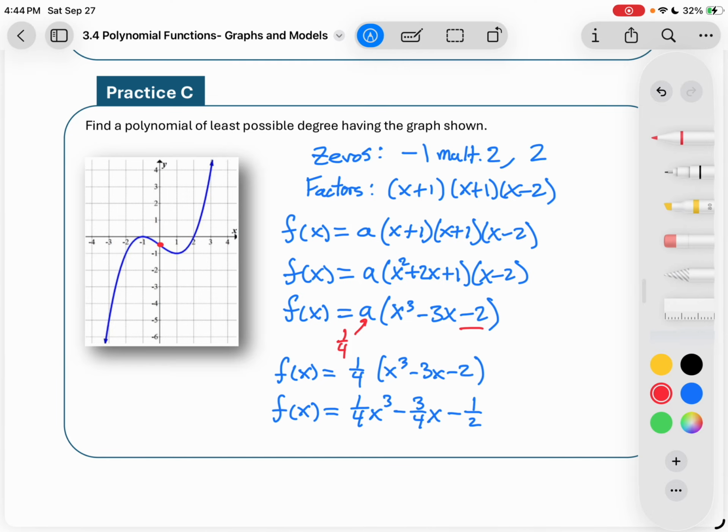So the graph of this function has the y-intercept at 0, -1/2, and it has the x-intercepts at -1 and 2, because by design, we made those happen up above.